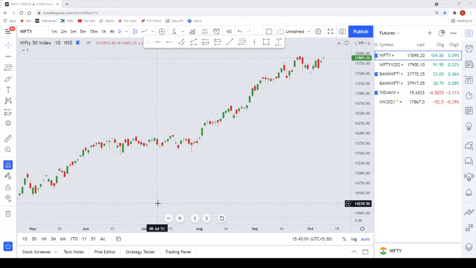Today we are going to learn how to create and do adjustments in calendar spreads.